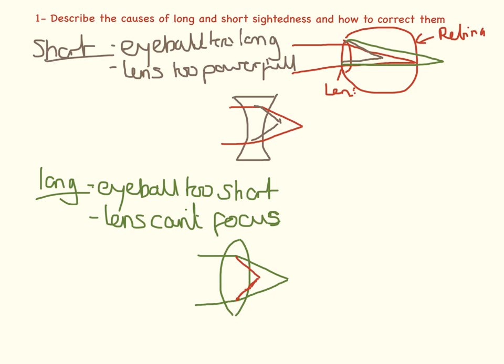So short-sightedness can be caused if the eyeball is too long or the lens is too powerful, and it can be corrected by a diverging lens because we need to bend the rays outward a bit to make them focus on the back of the retina.